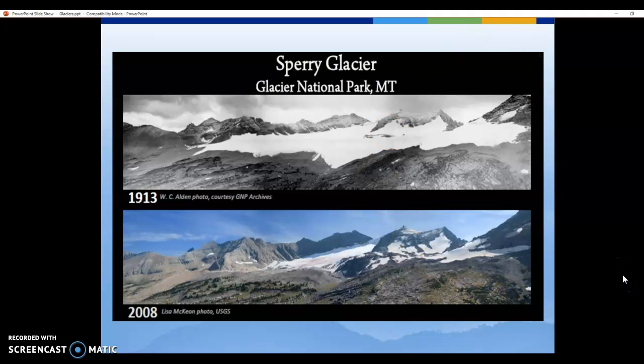So sure, these glaciers have advanced and retreated over time. The concern here is that humans are largely responsible for the recent decline in the amount of ice.